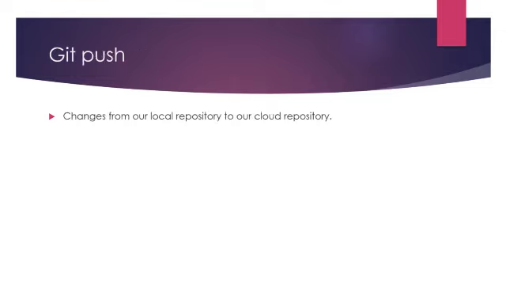Next to this, git push. Once our changes are staged and committed, they are located in our local repository and need to be moved to the cloud repository. For that, we need to use the git push command. The changes available in our local repository will move to the cloud repository by using git push.